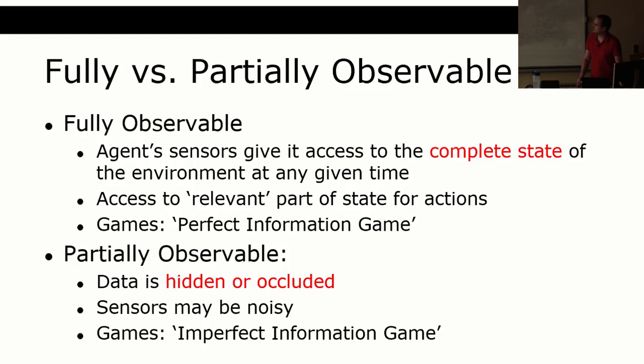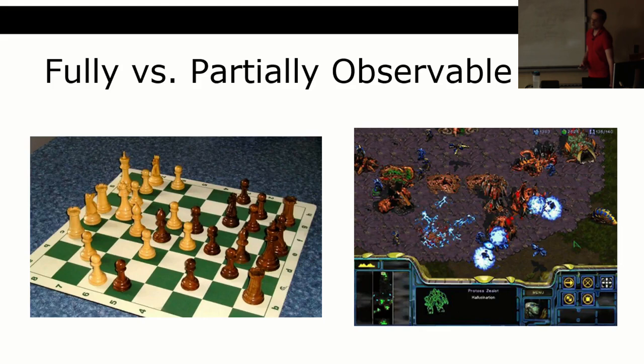Partially observable, there is some data that is hidden or occluded. The sensors may be noisy if you have a robot, for example, or you might be playing a game where one player has access to some information that another player doesn't. So if we're playing poker, I can see my cards, but you can't see my cards, right? So that's an imperfect information game. So here we have chess versus StarCraft. In StarCraft, you have a fog of war, you can't see my units until you come up to my units.